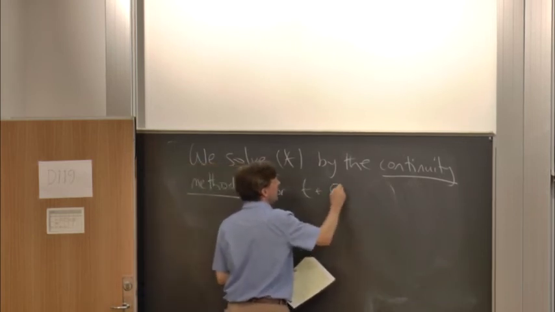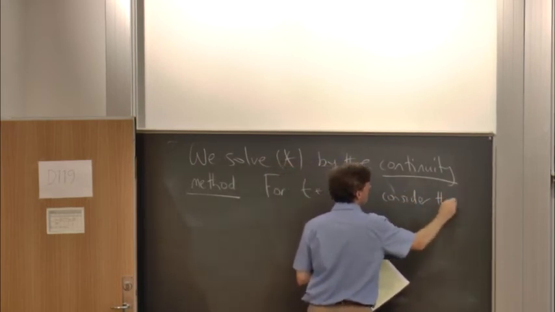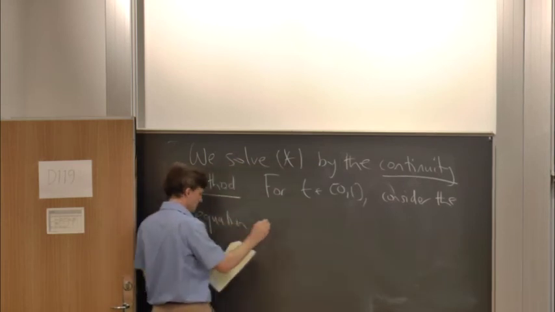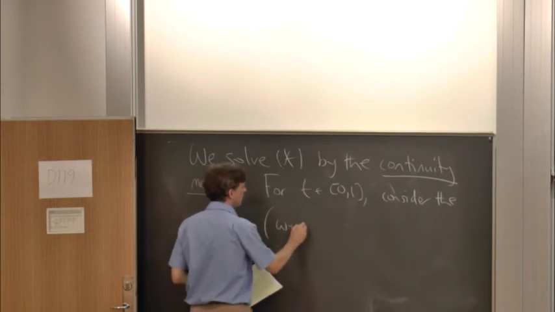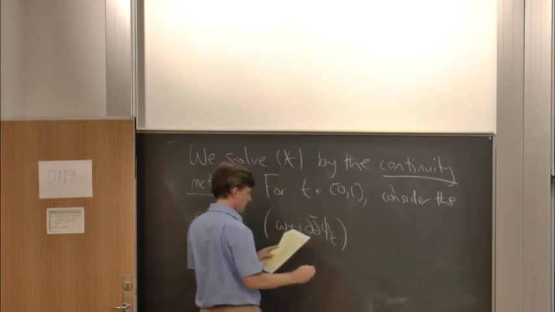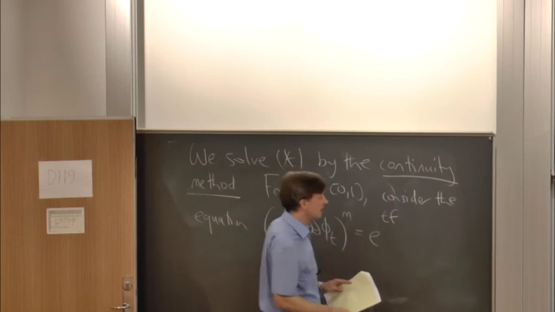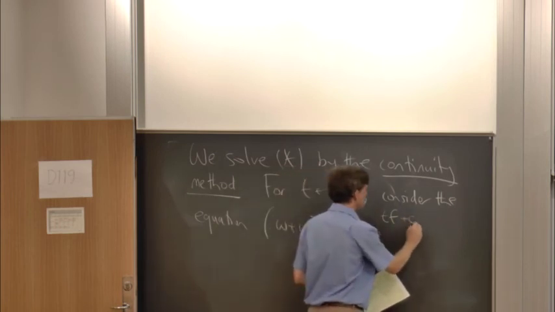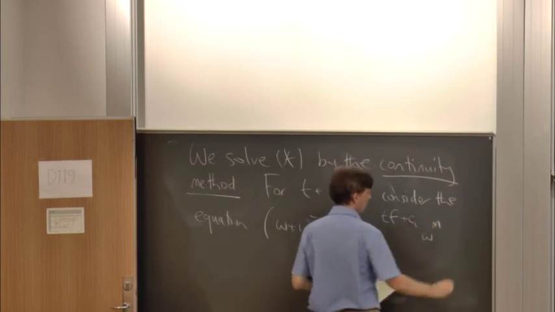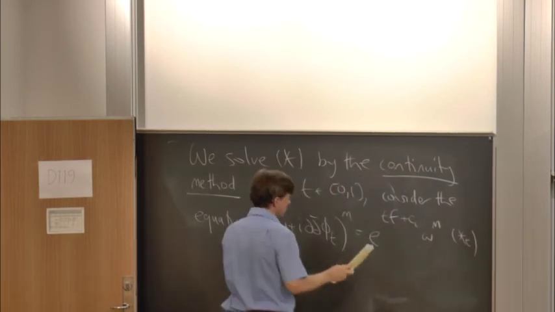For t in 0 up to 1, let's consider the equation (omega plus i partial partial-bar phi_t) to the power of m is e to the t times f. Actually, we're going to need to add on a constant, which I'll write C_t times omega to the m. And let's call that equation star t. So I've basically inserted a t in front of the f and then a correcting constant.